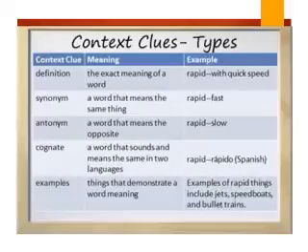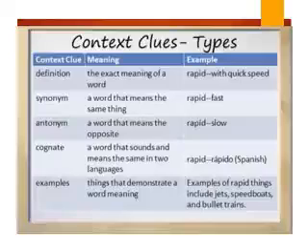The third type is antonym. The meaning of antonym is a word that means the opposite. The opposite of the word rapid is slow. The fourth context clue type is cognate. A cognate is a word that sounds and means the same in two languages. For example, rapid, rapido in Spanish.